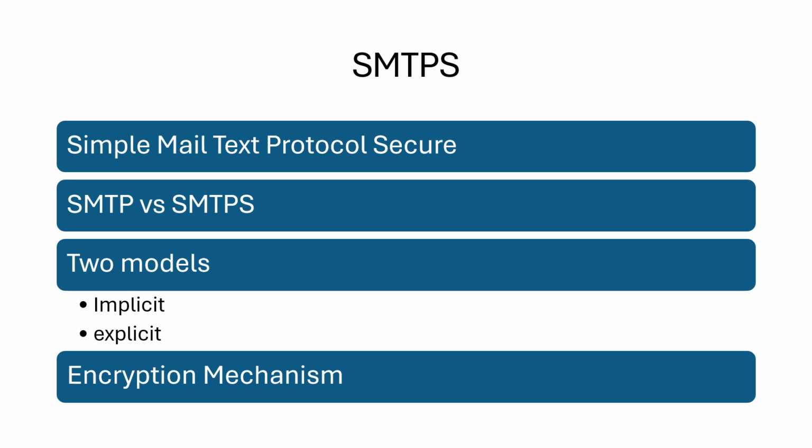SMTPS operates with an encryption mechanism, and this is by wrapping a standard SMTP protocol within a TLS layer. This approach is how HTTPS secures HTTP traffic. The encryption process commences as the TCP connection is established prior to any email data exchange, thereby securing the communication channel from the outset.